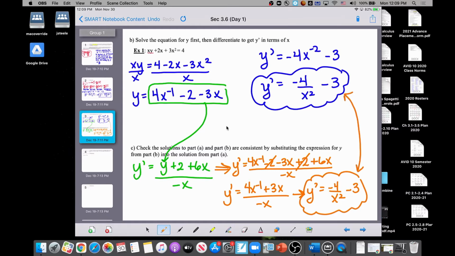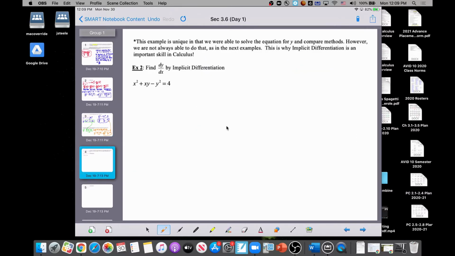exactly the same as the answer that I got in part B, which basically this exercise was just proof that implicit differentiation does work. It gives us an answer that looks different but is equivalent to the answer if we could isolate y. Now again, this particular example was unique in that we were able to solve our equation for y and compare the two methods. We're not always able to do that as in our next examples, but that is why implicit differentiation is an important skill to have in calculus, because we often want to differentiate equations where we can't solve for y.